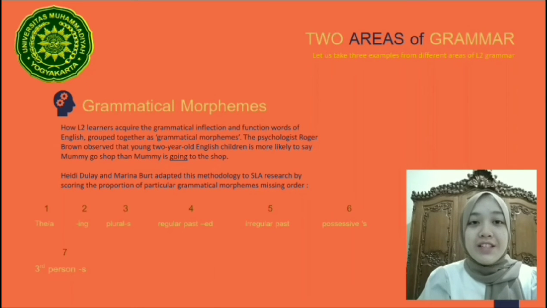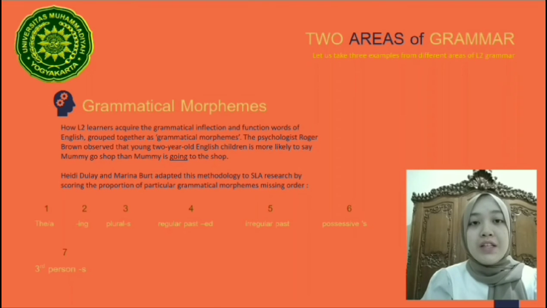The psychologist Roger Brown observed that young English children acquiring their first language typically leave these out of their sentences. A 2-year-old is more likely to say "Mommy, go shop" than "Mommy is going to the shop." He established that children start introducing these forms into their speech in a particular sequence over time.